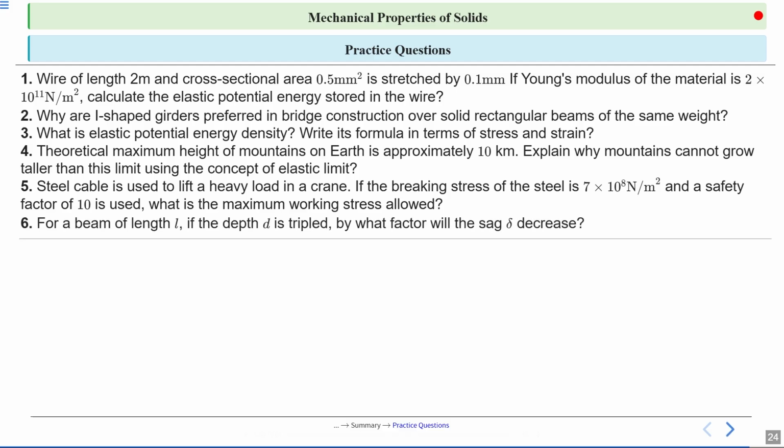And last, for a beam of length L, if the depth D is tripled, what factor will the sag decrease by? Alright, thank you for your attention.